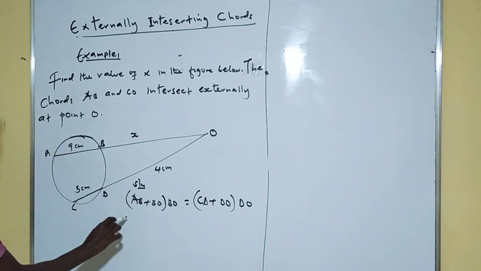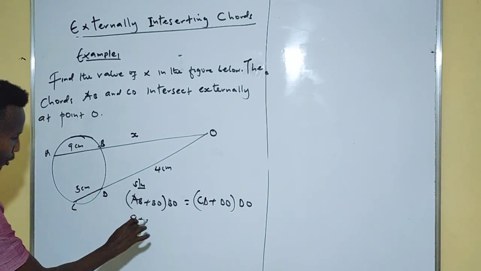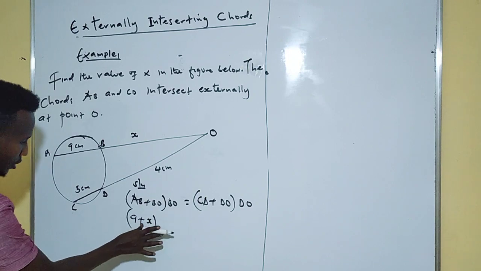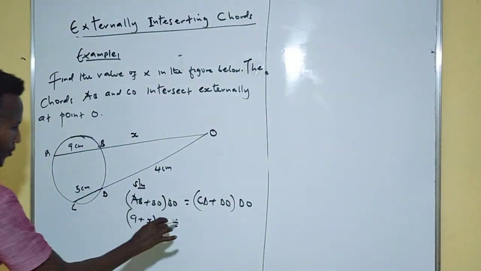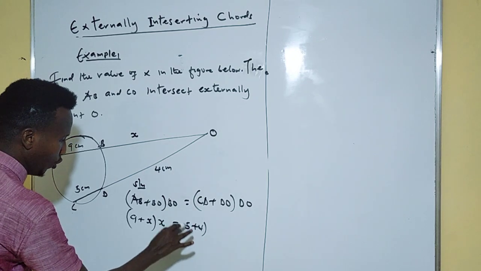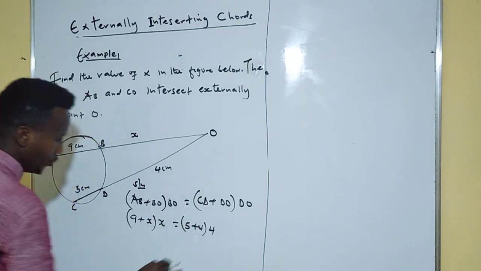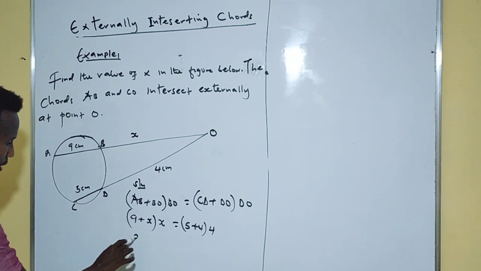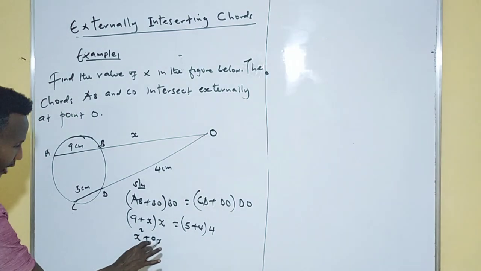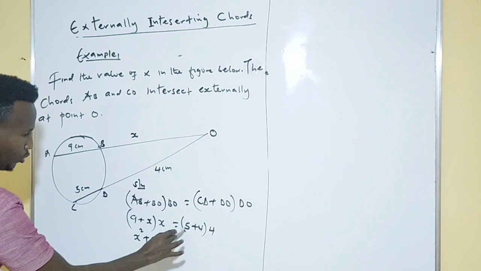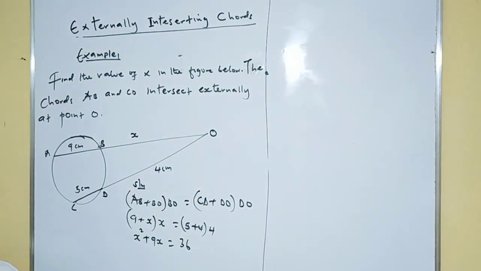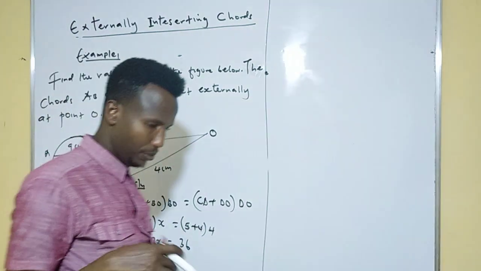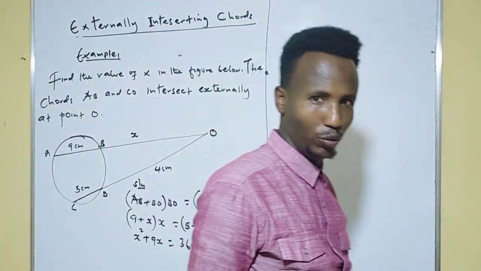So AB is 9, plus BO which is x: 9 plus x into x, because again BO is x, is equal to 5 plus 4 into 4. So this will give me x squared plus 9x is equal to 5 plus 4, which is 9, 9 times 4, that's 36. So this is quadratic, okay? But remember we are dealing with length measurement, yeah? So we cannot have a negative value, for your information.